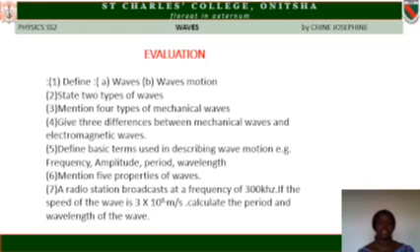Then do this calculation. A radio station broadcasts at a frequency of 300 kilohertz. If the speed of the wave is 3 times 10 raised to the power 8 meters per second, calculate the period and wavelength of the wave.